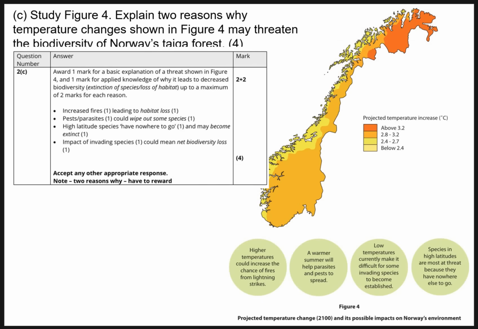Probably worth having a look at the actual mark scheme here. It's asking for 1 mark for a basic explanation of a threat shown in figure 4. Figure 4 includes obviously the circles here. And 1 mark for applied knowledge. So this is how we're going to get our 4 marks here.